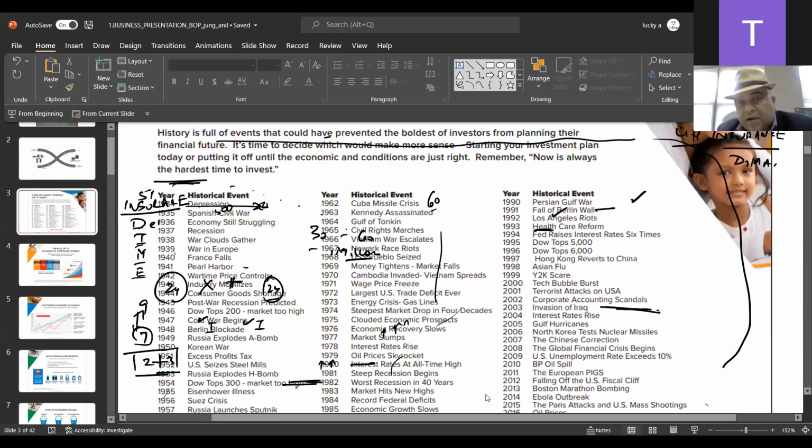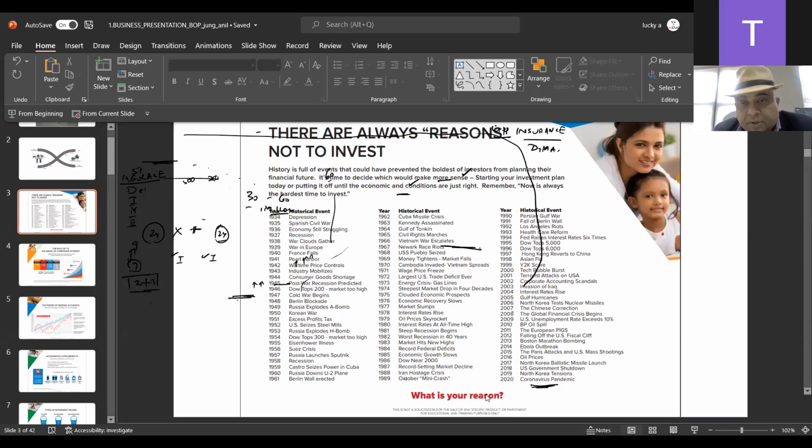But if you see this chart, I have the slides without my notes on it. You will see every year there was something or other. So what if we have a family? What if we were born in 1961, and we never invested any money because we were going, oh, there is something happening? We never invested, and we go to this year.